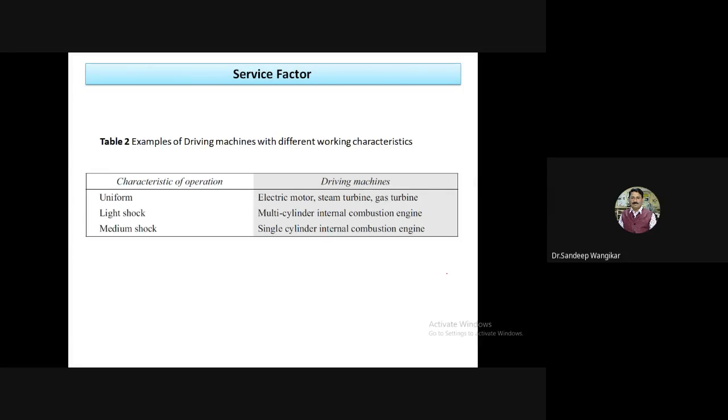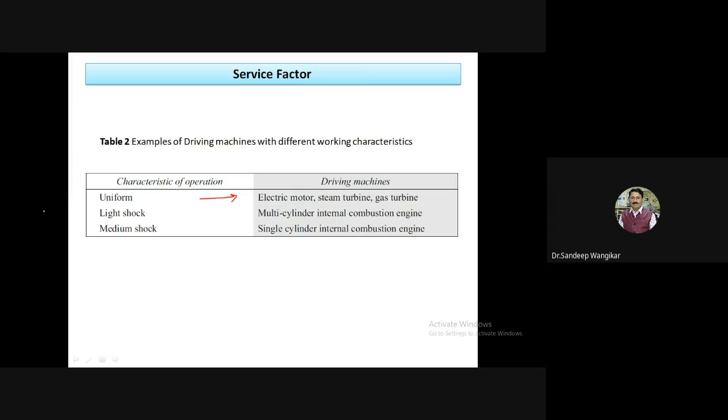Just have a look. Examples of driving machines with different working conditions. Characteristics of operation. Driving machine, uniform. When I am saying it is uniform, so you can say it is electric motor, steam turbine, gas turbine. So electric motor, one constant RPM is there and it is rotating at some constant RPM. And again, so no shocks and vibrations are there.